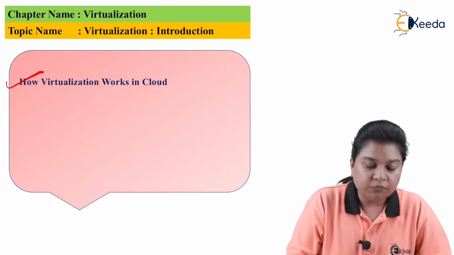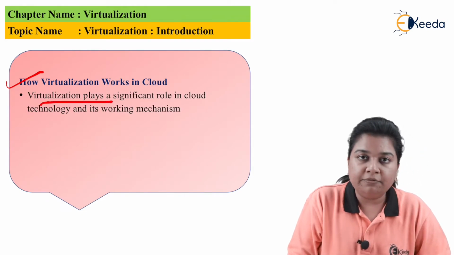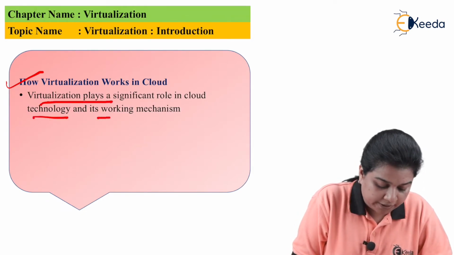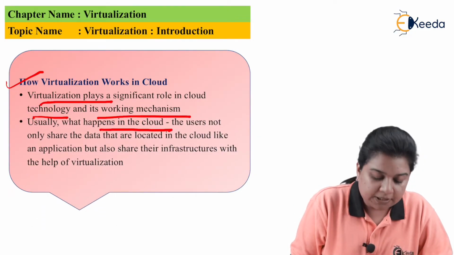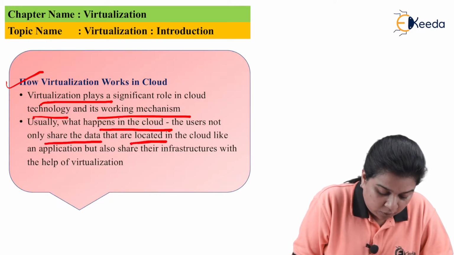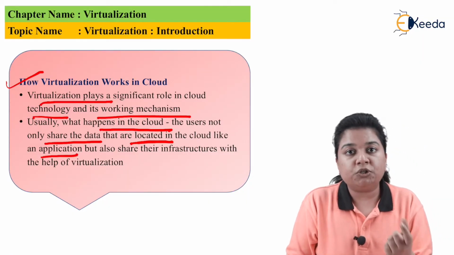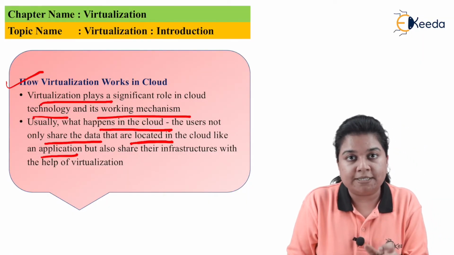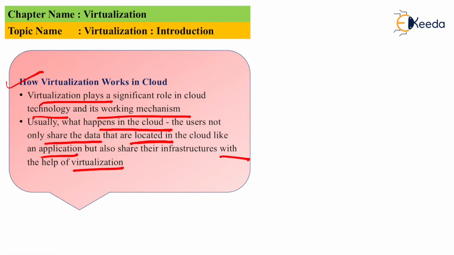How does virtualization work in cloud? Virtualization plays a significant role in cloud technology and its working mechanism. Usually, what happens in the cloud is the users not only share the data that are located in the cloud, like an application, but also share the infrastructure which is present there in the cloud with the help of virtualization.